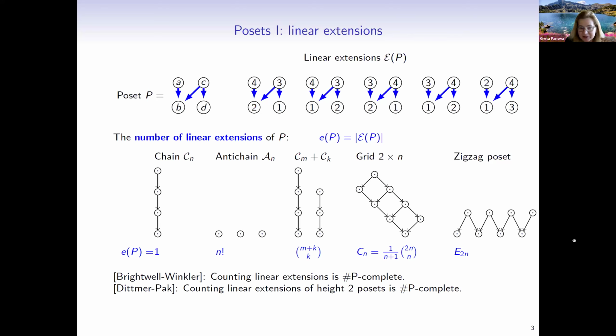And as you might expect, in general, this problem is computationally hard. So you cannot expect to have a nice formula for every poset, and it is computationally hard in a very formal, strict way. So this is #P-complete, even if the poset is of height 2, meaning that the longest chain has 2 elements. Okay, so there are no explicit formulas there. So what can we do if we don't have formulas? This is just for the linear extension.